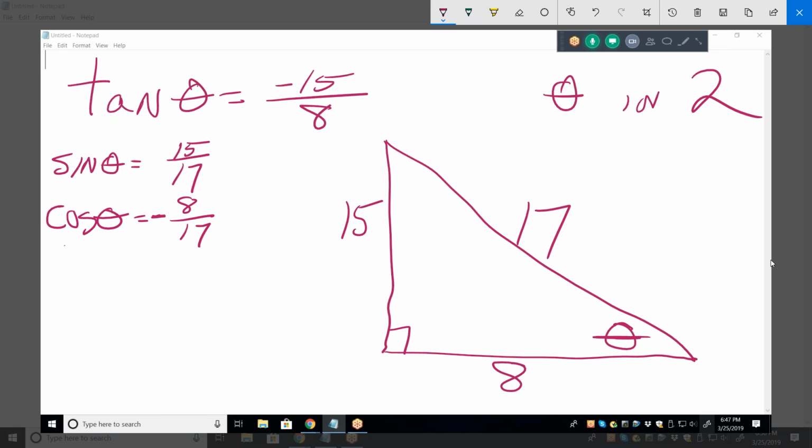What is cotangent of theta? Remember, it's the reciprocal of tangent. 8 over 15. In this case, I go ahead and do the whole thing at once because I know it's just the reciprocal of that number, so it's going to have the same sign as tangent. Cotangent is negative in quadrant 2 also. How about the last two, secant of theta and cosecant of theta?